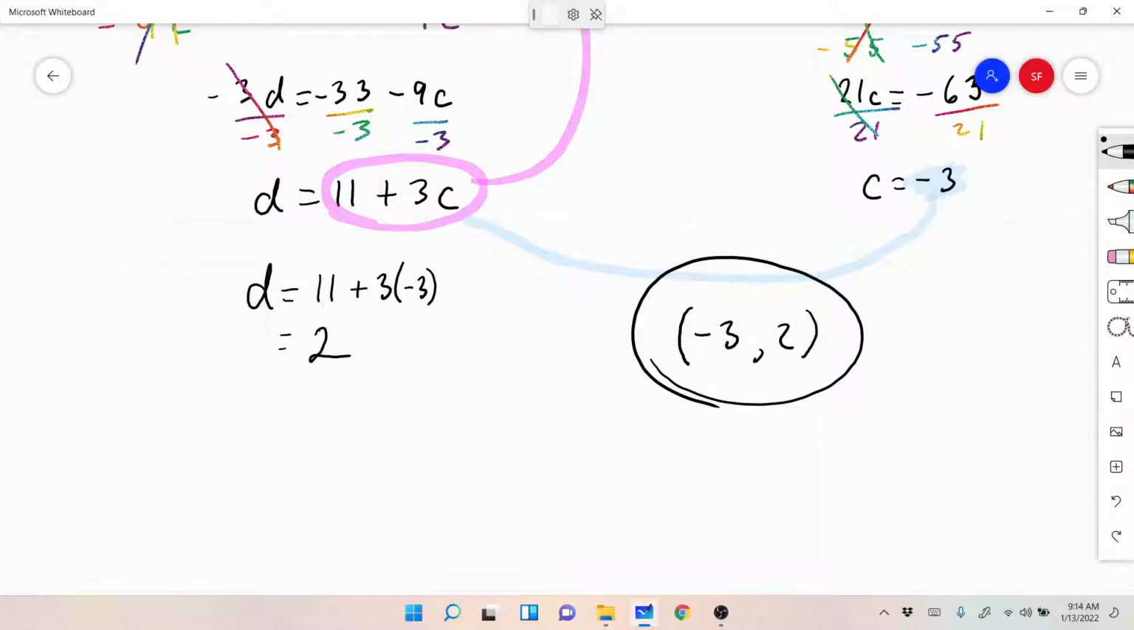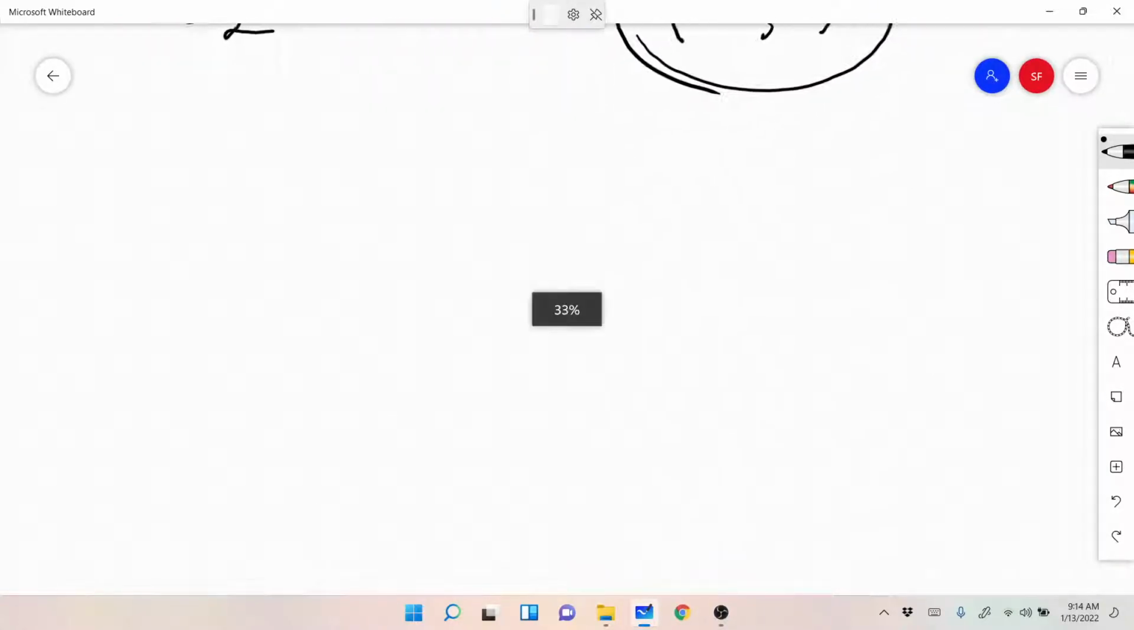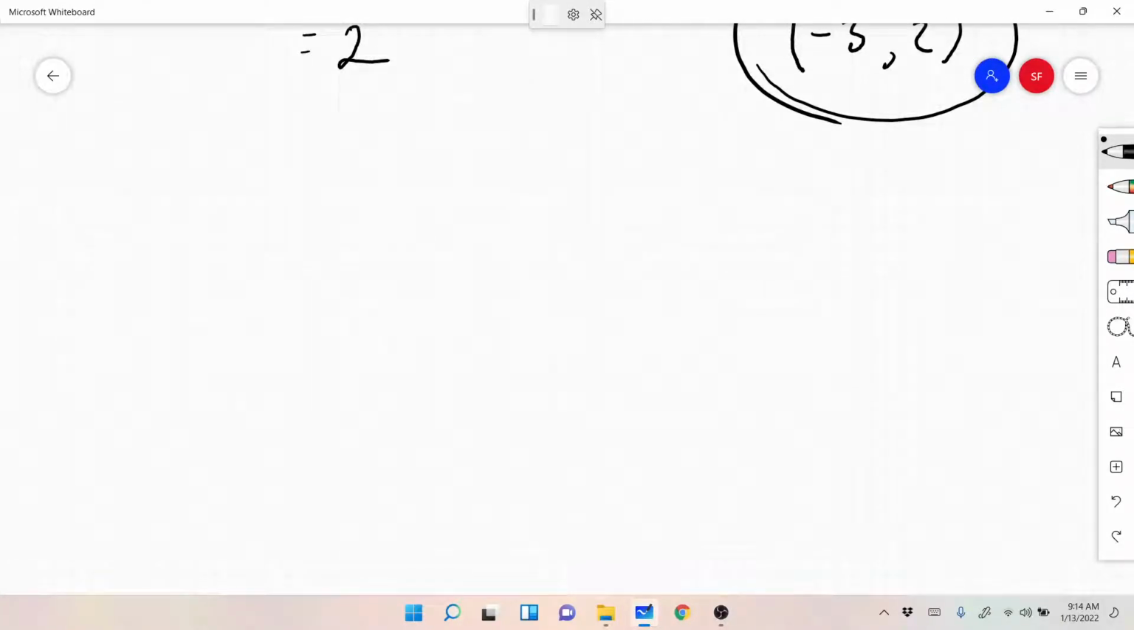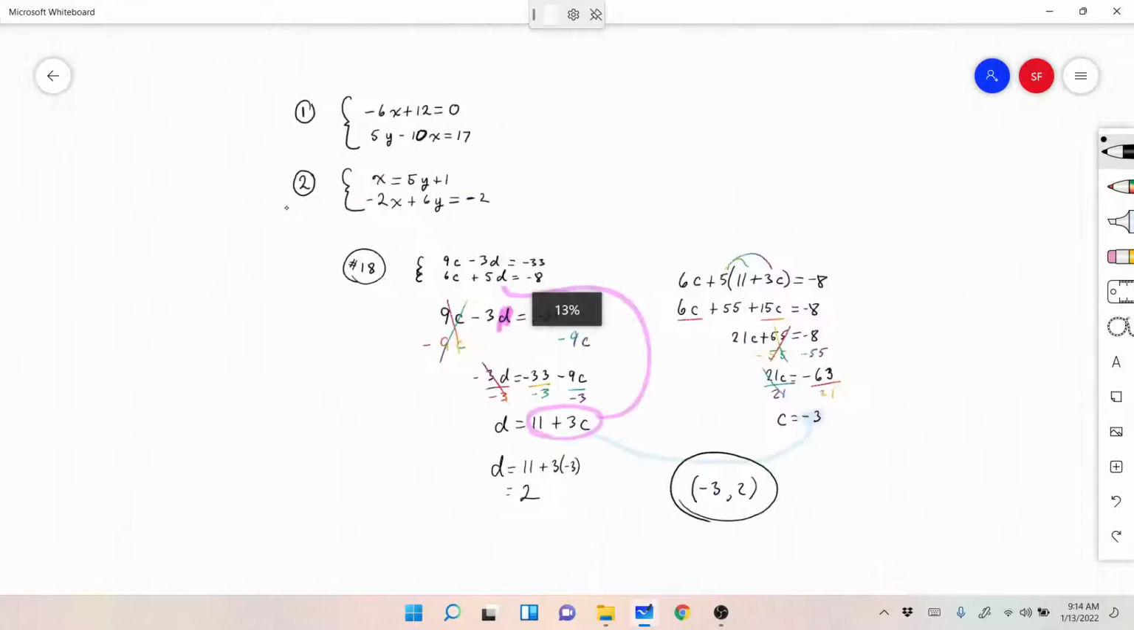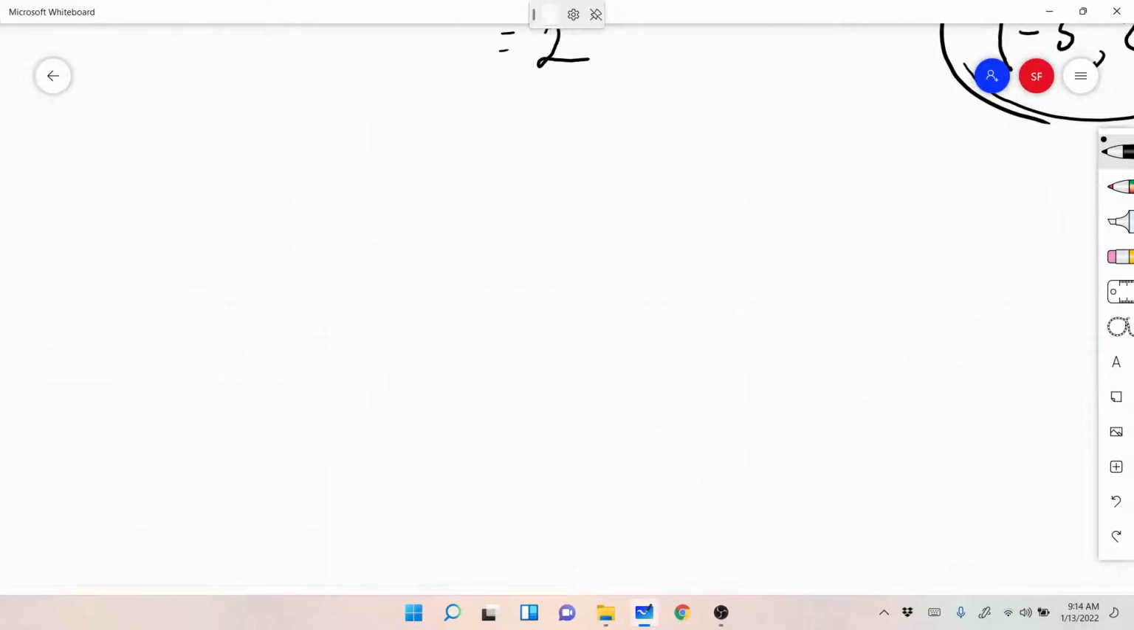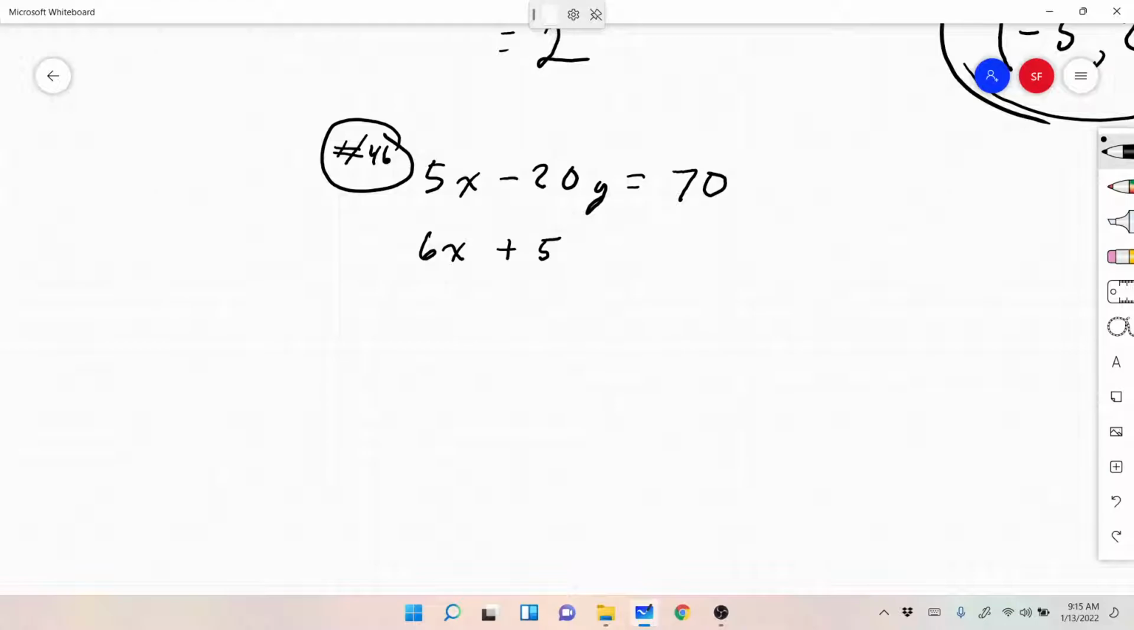What other questions from this homework assignment? 46. 46, we have the system 5x minus 20y equals 70, and then 6x plus 5y equals negative 32. So what should we do?